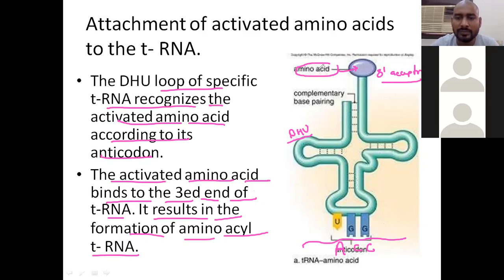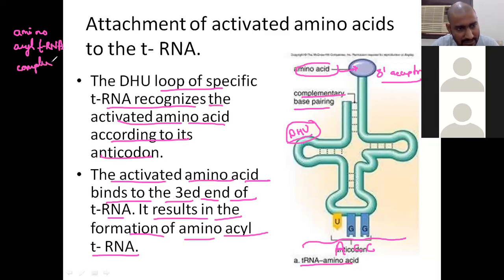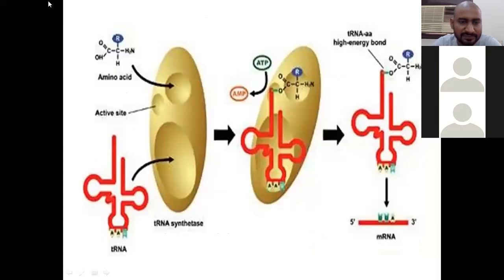Now here it binds with this 3' end, and this is the complementary base pairing. Here they have mentioned, this is the DHU loop, and this is the tRNA amino acid. So everything is mentioned. Clear? The activated amino acid binds to the 3' end of tRNA. It results in the formation of the aminoacyl tRNA complex. Aminoacyl tRNA complex means we now have a charged tRNA molecule. So now clear your concept.